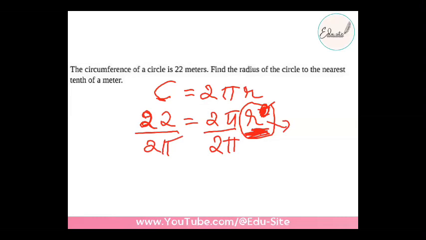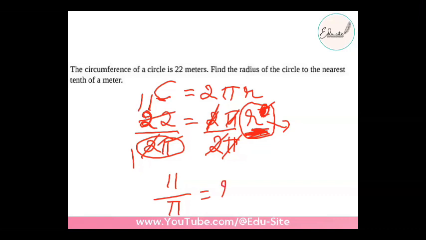So on the right side, pi cancels out, and 2 cancels out. Now you have 22 over 2 pi. What is 2 into 22? You can just cancel out 2, 11 times. So it is 11 over pi. Just find out 11 over pi. That is your radius.